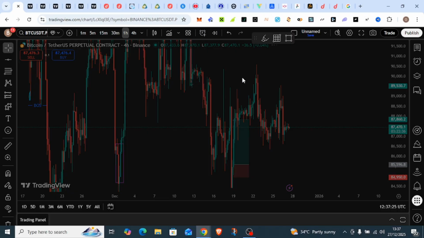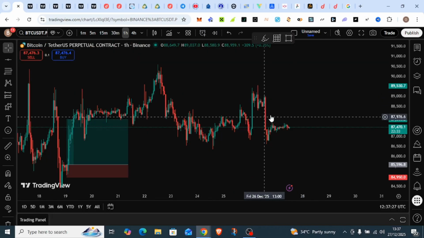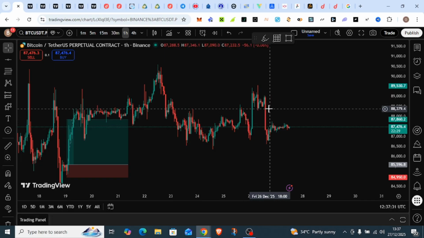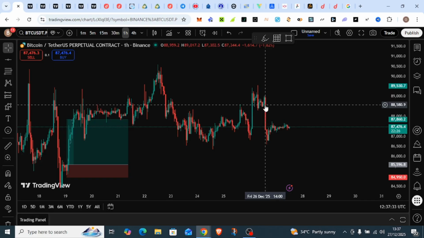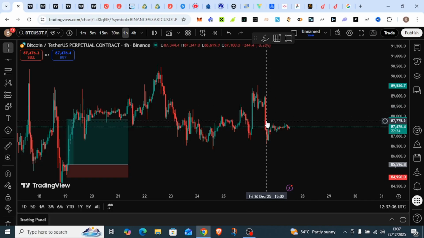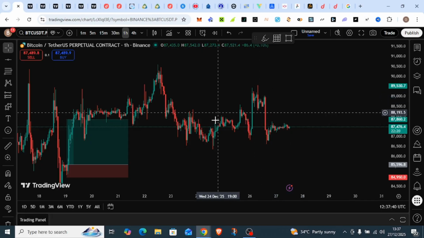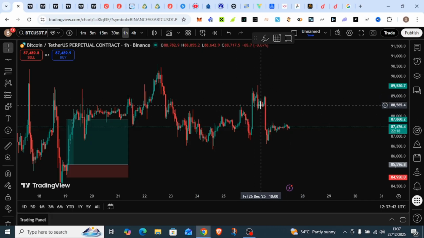If you switch to 1 hour, one candle becomes 1 hour. So this is 1 hour, another 1 hour. It takes 1 hour for this candle to open and close. Then it takes another 1 hour for the next candle to open and close. So that's it.